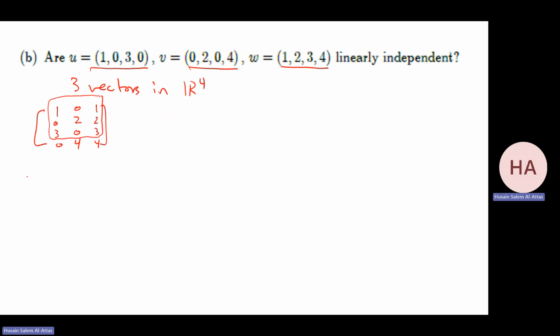See what will happen. So I have the determinant of a 3 by 3 submatrix, which is K, this K, 3 by 3. So I have 1, 0, 1, 0, 2, 2, 3, 0, 3. Check the determinant. Multiply by minus 3 and add, that will be 0. Minus 3 and add, that will be 0. Minus 3 and add, that will be 0.